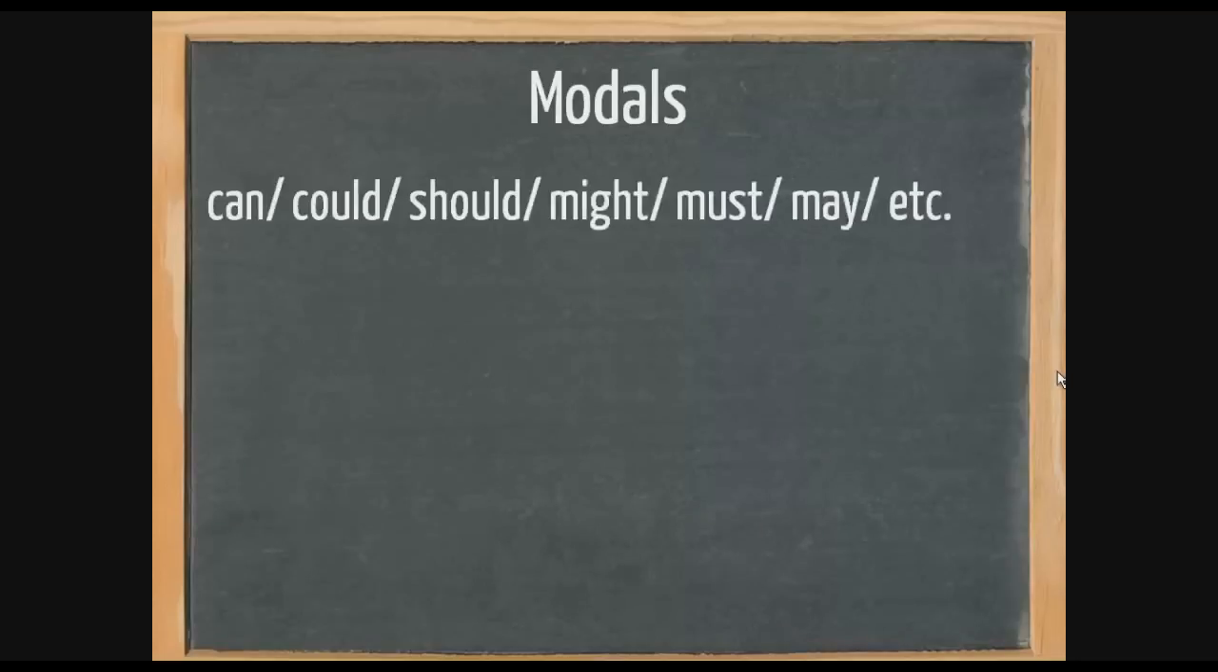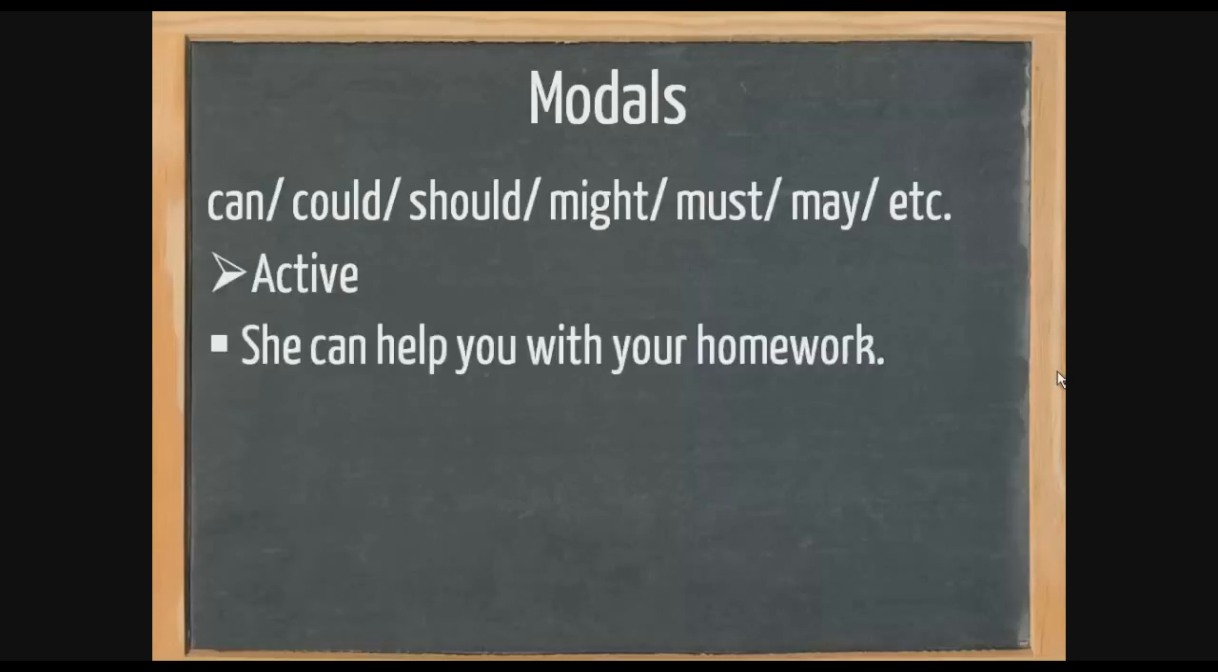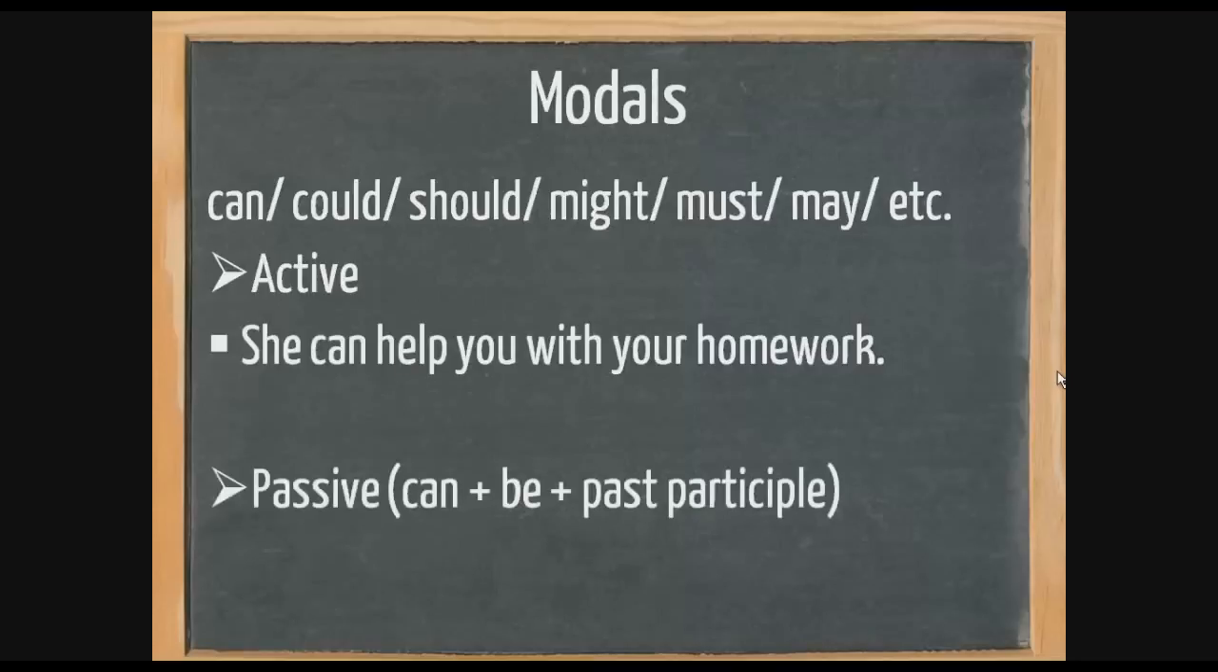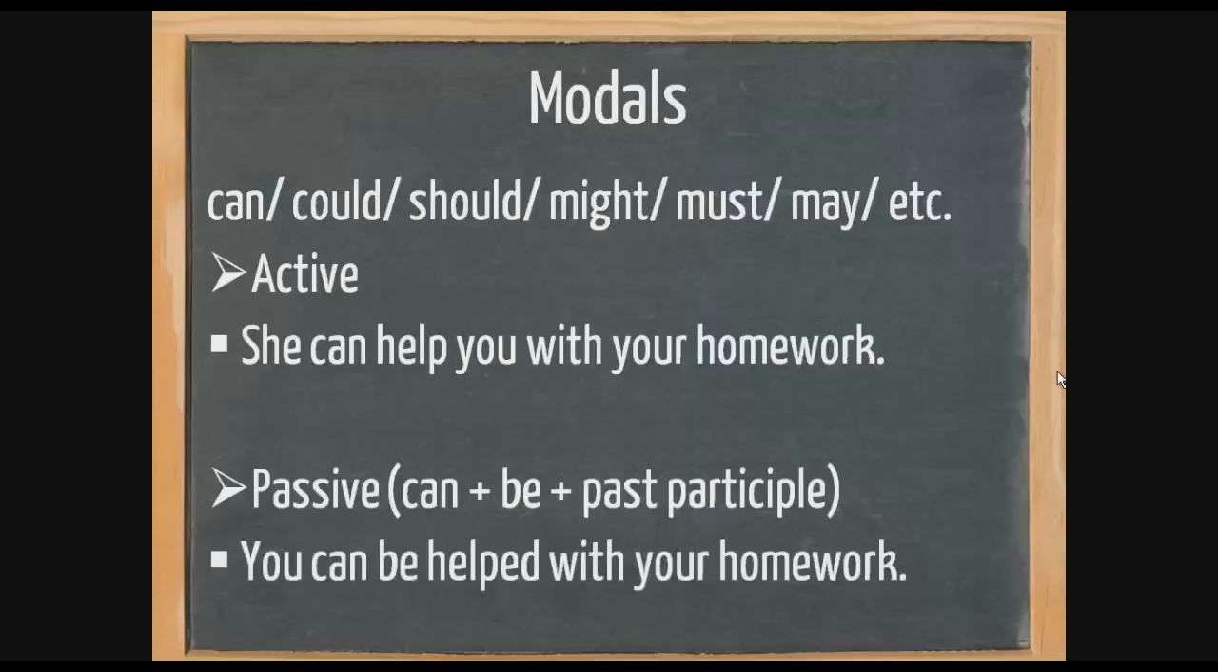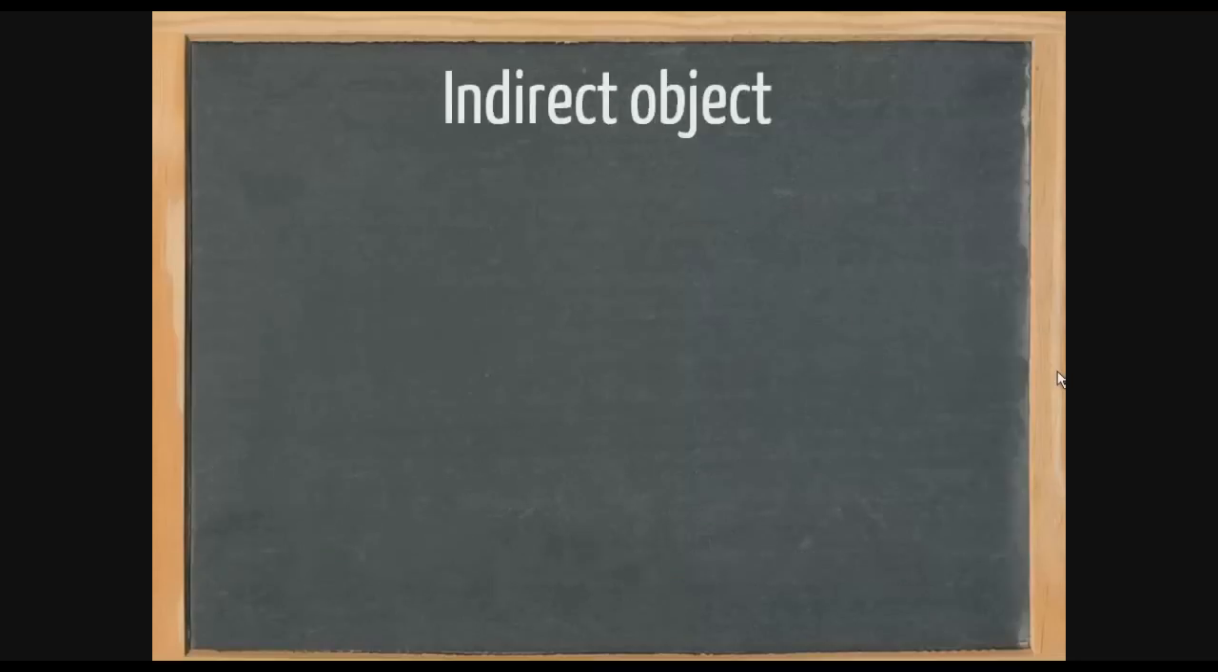Finally, the modals. Can, could, should, might, must, may, etc. Quite easy. An active example: She can help you with your homework. Can is a modal here. To turn it into a passive, we use can, the base form of the verb to be, which is be, and the past participle. You can be helped with your homework.